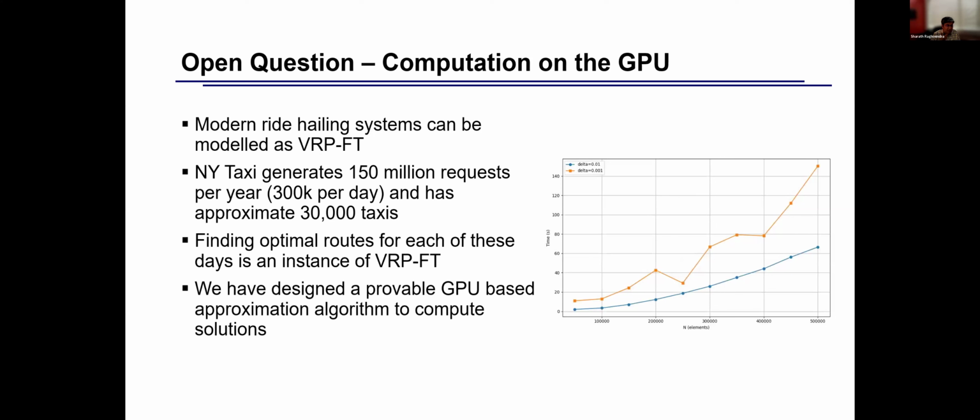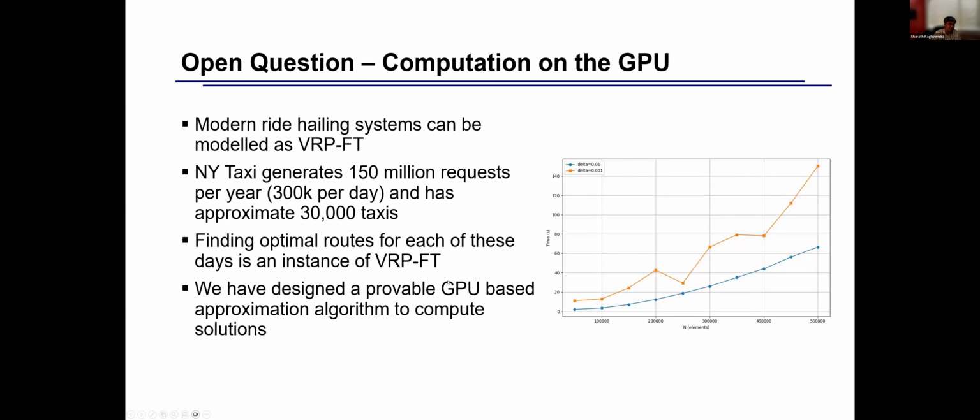The one last thing I want to say is that I have an interest in the application side of things for this problem. If you take the New York taxi data, that's about 300,000 requests per day and about 150 million requests per year. It has about 30,000 taxis. The data that New York taxi gives is the timestamp at which a request was picked up and dropped off. So you can actually reduce the problem of finding the optimal routes for the taxis for historical data to basically solving an instance of the fixed time vehicle routing problem.